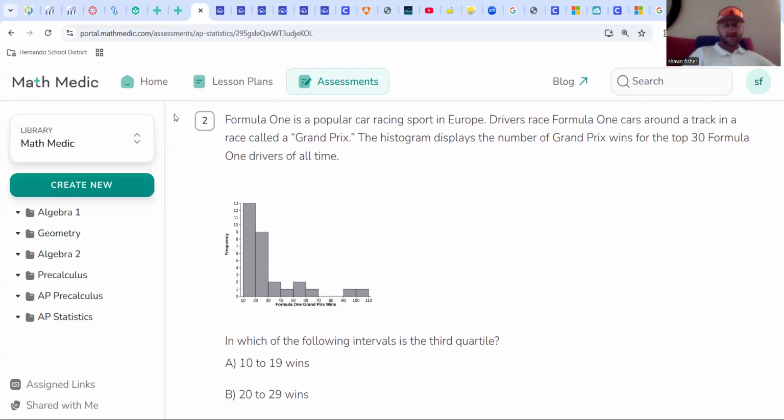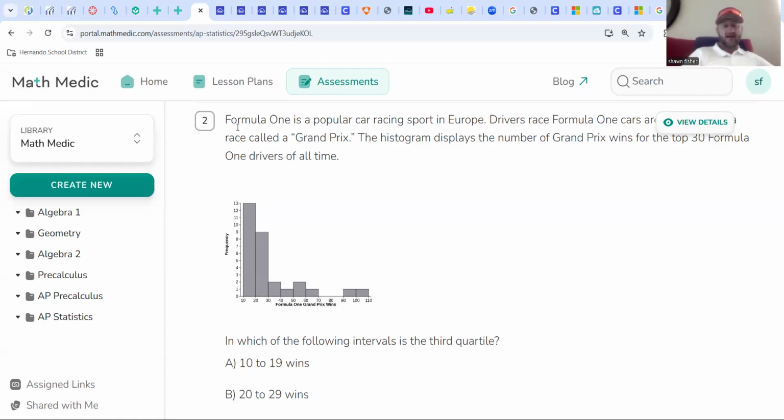Let's see. Formula One, I want somewhere to write. We don't always have a place to write, but listen to me as we go. All right. So hopefully you put an answer down, see how well you did. Formula One, it's a popular car racing sport in Europe. Drivers race Formula One cars around the track in a race called the Grand Prix. This histogram displays, bar chart that are connected, right? Displays the number of Grand Prix wins on the bottom, right here, for the top Formula One drivers of all time.